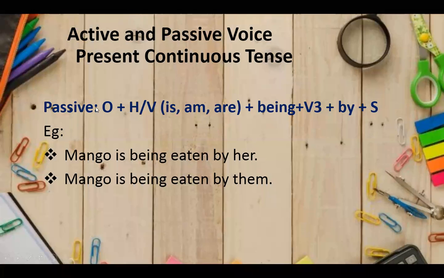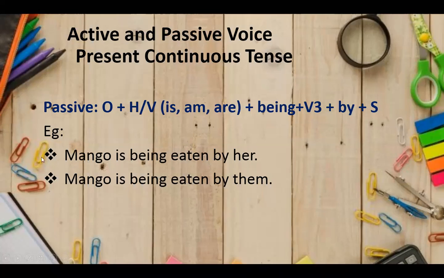So what we have here: object plus helping verb plus being plus V3 plus by plus subject. This is the structure for passive voice. This is continuous tense. That's why we are using being. Being before the past participle means being before the third form of the verb. Mango is being eaten by her. Mango is being eaten by them.